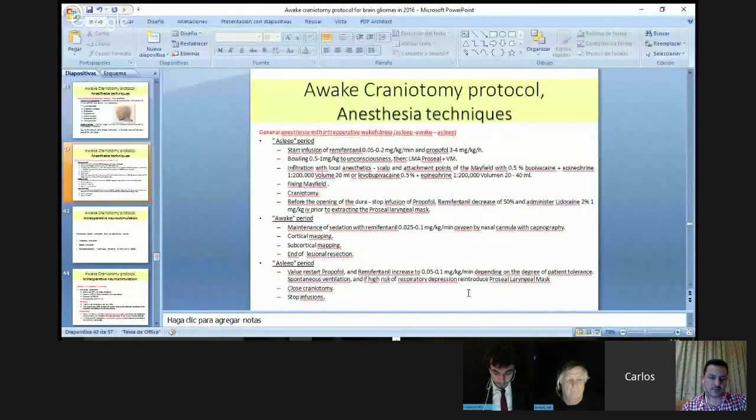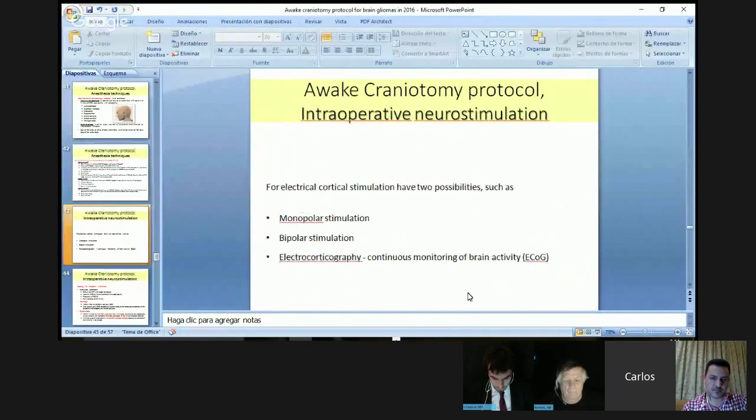After that, we have a third period, the sleep period, when we restart the propofol and remifentanil administration to the patient. During the intraoperative neuromonitoring for electrical cortical stimulation, we have two possibilities: monopolar stimulation and bipolar stimulation. During these kinds of monitoring, we can do electrocorticography.